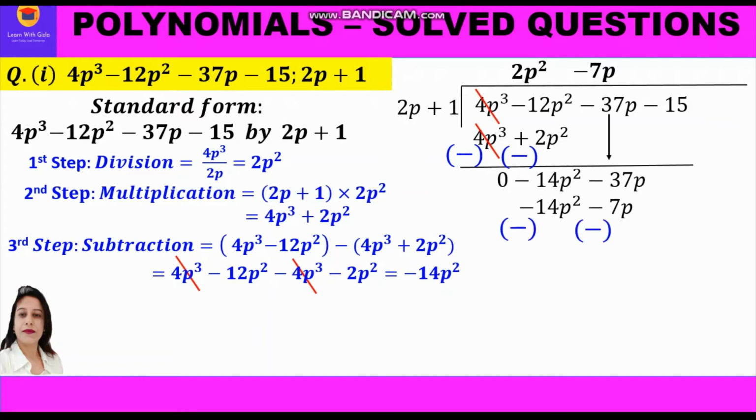So first of all we shall write minus sign just below the product which we had written, and we shall change the sign. Minus 14p square will become plus 14p square, and minus 7p will become plus 7p. Now further, minus 14p square will cancel with plus 14p square, and minus 37p and plus 7p we shall get minus 30p, and further we shall bring down minus 15. Now this is the new dividend which we have to solve using the 3 steps all over again.